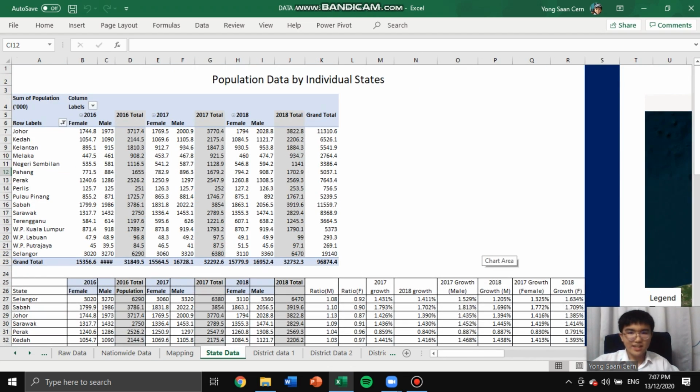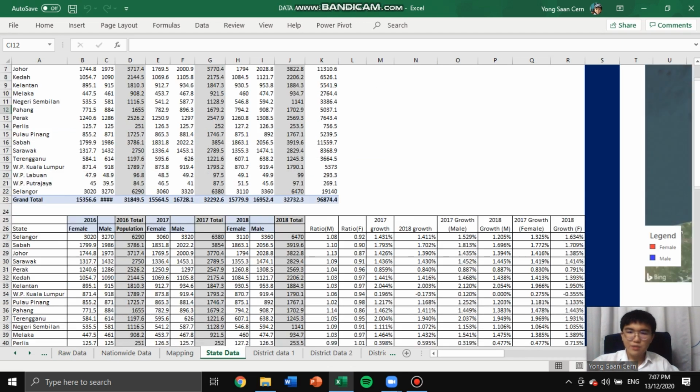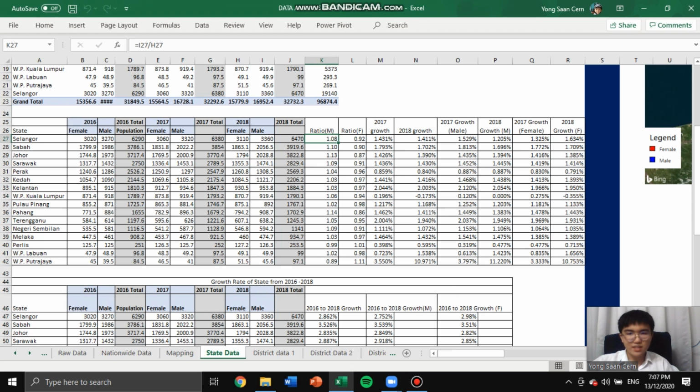So for the state data here, we actually use the pivot chart gathered from the raw data, and then we transfer it into this chart. The ratio here, we actually get I27 over H27. So we divide male over female, and we get this ratio, and then we do 2 minus the male ratio. After that we can make a gender ratio chart, which we will show you later.